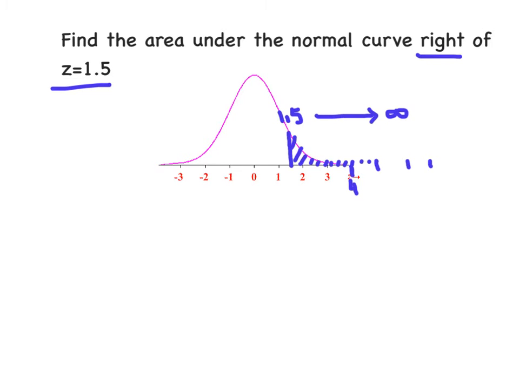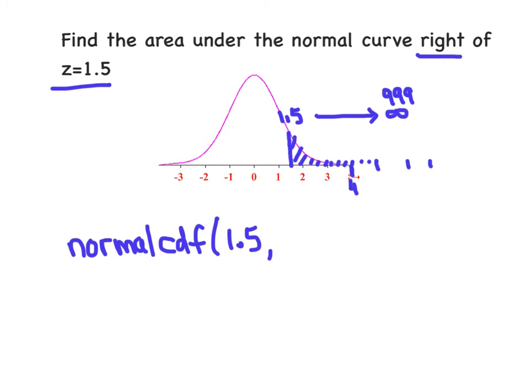Now, as far as our calculator goes for this normal CDF, what we're going to use as a routine is just 999, and we're going to say that's going to be close enough to infinity to give us an accurate answer. So I'm going to go normal CDF. My lower score is a 1.5, and my high score is infinity, but we said that's going to be 999. Well, then we've got a mean of 0 and a standard deviation of 1.